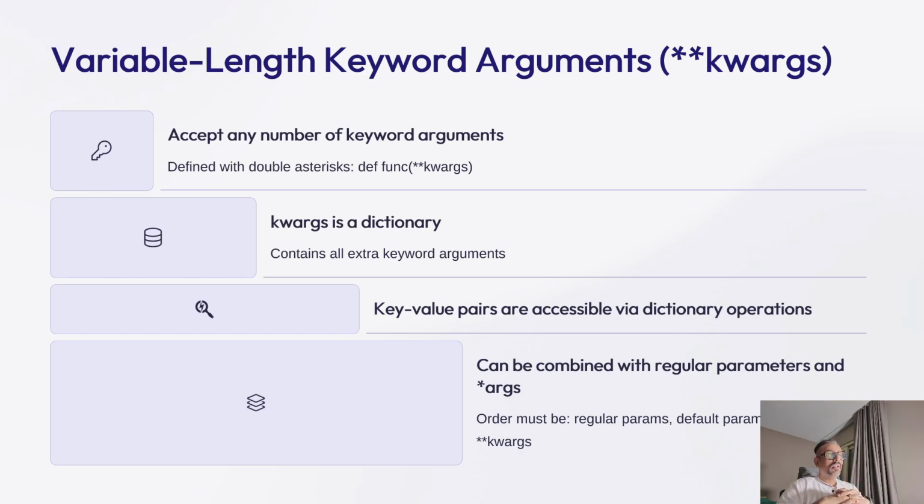You can combine keyword arguments with regular parameters, default parameters, and *args as well, but they must appear in a specific order in the function definition, which we will see. This pattern is particularly useful for configuration functions or wrappers that pass arguments to other functions. Let's understand this with an example.